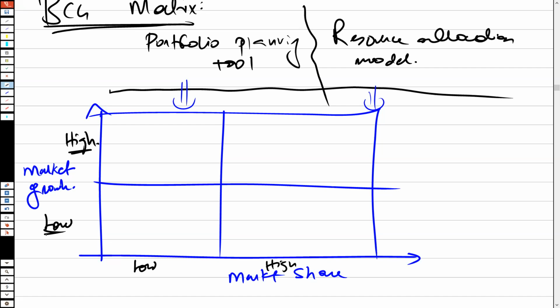So basically what happens is that the market share could be low, market share could be high. Market growth could be low, market growth could be high. So what you do is you classify your products on these different bases. You classify a low market growth and a low market share product to be a dog. Then low market share and a high market growth to be a question mark.